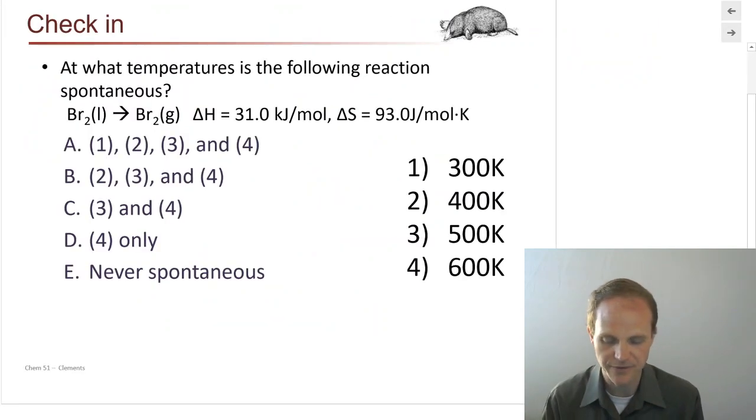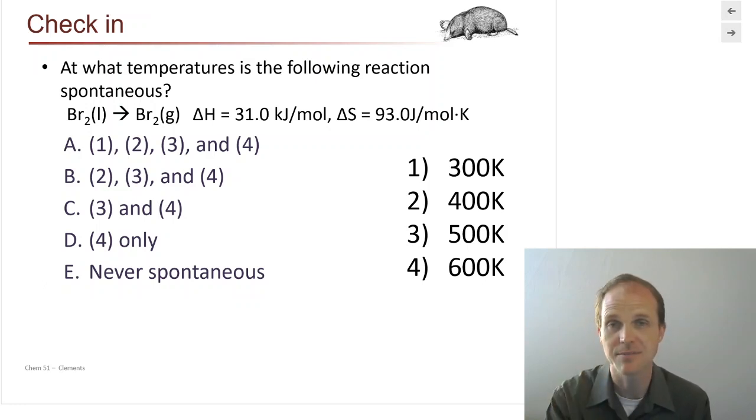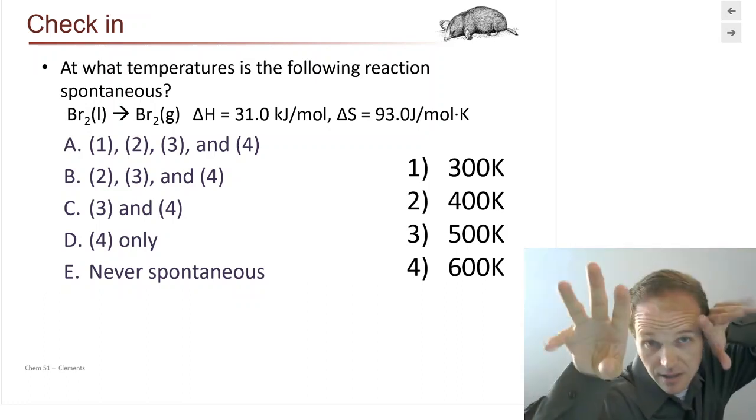All right, one for you. At what temperatures is the following reaction spontaneous? Bromine liquid goes to bromine gas. I gave you some delta H values. I gave you some delta S values. And you're trying to determine at what temperatures, possibly, is the following reaction spontaneous, right? So we have to determine what determines spontaneity, how do we calculate it, and how do we relate that to temperature. So go.